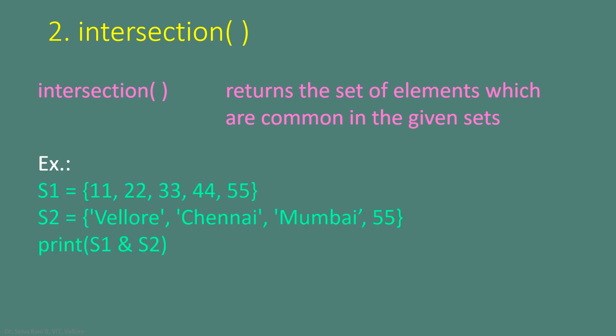Let's see an example. S1 is equal to 11, 22, 33, 44, 55 and S2 is equal to Vellore, Chennai, Mumbai and 55. And if we do the intersection operation between S1 and S2, the common element between S1 and S2 will be retrieved. The output is only one element, 55.